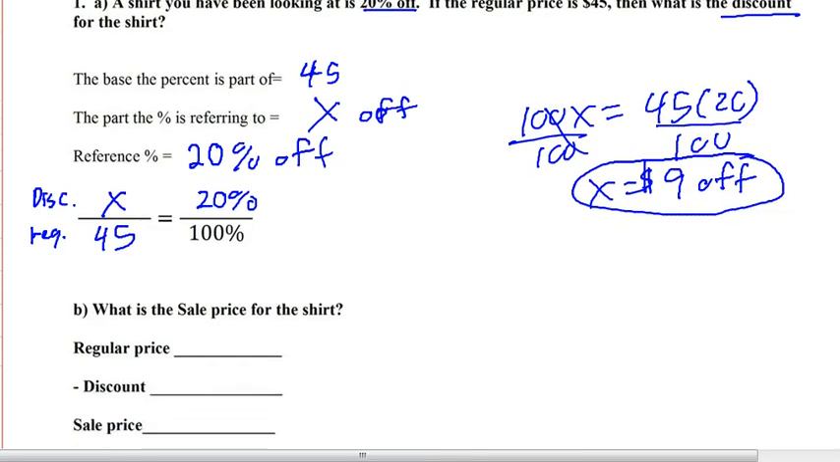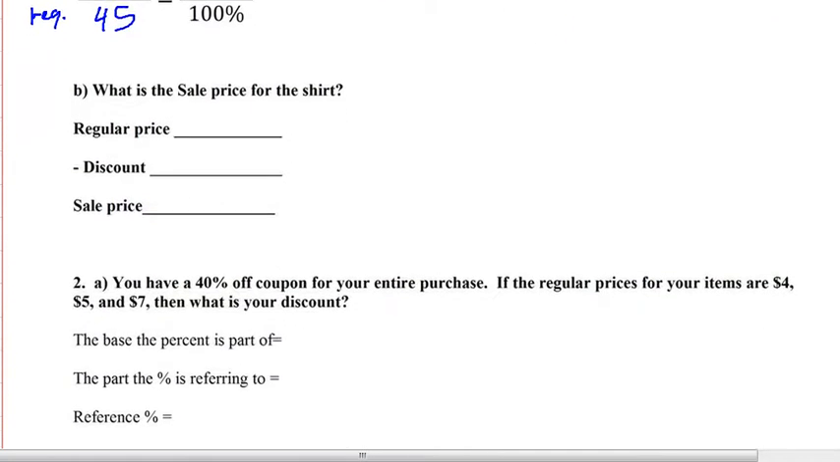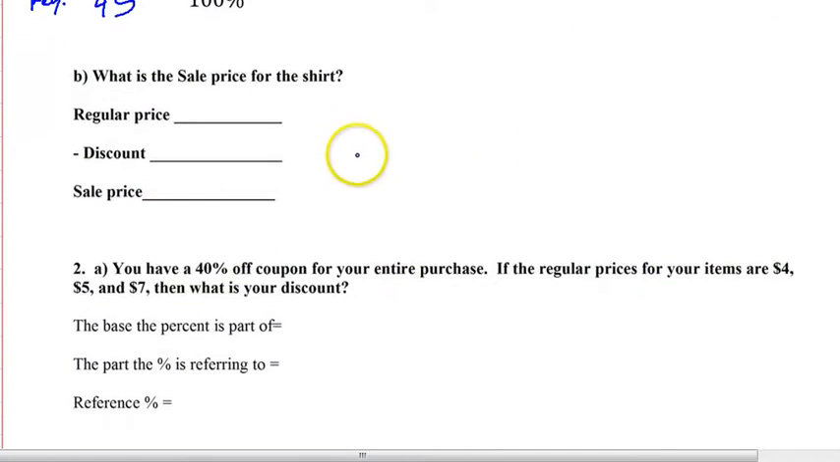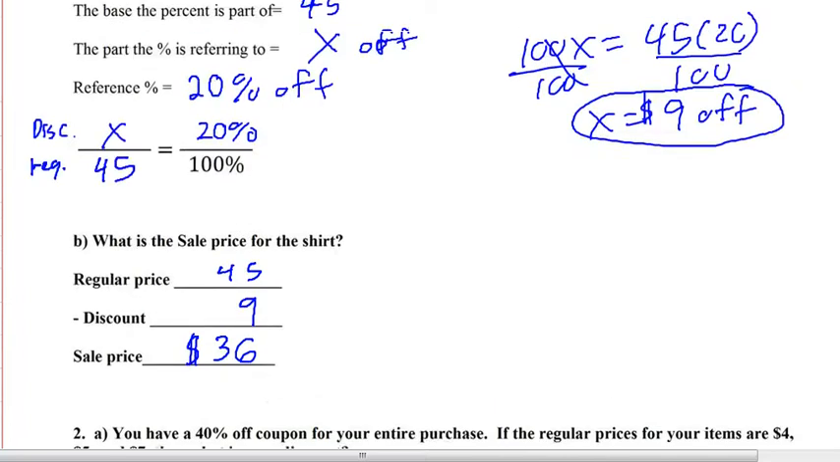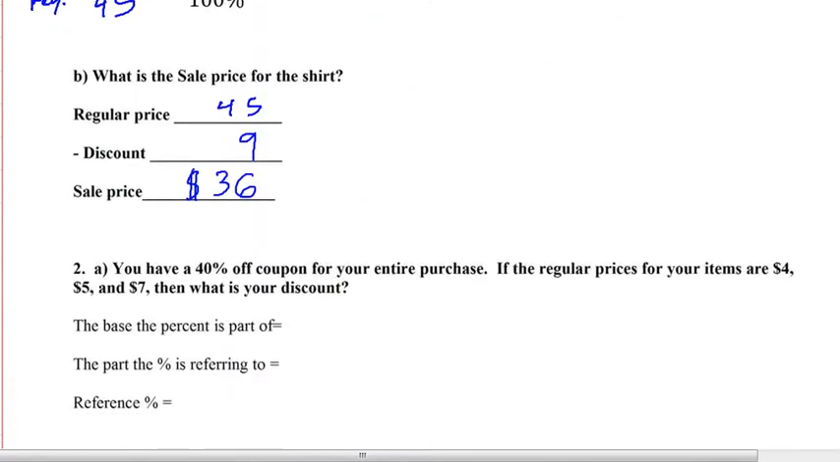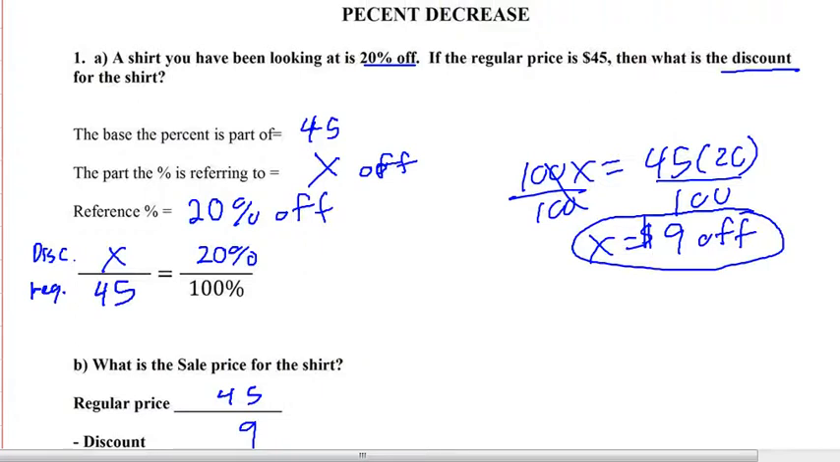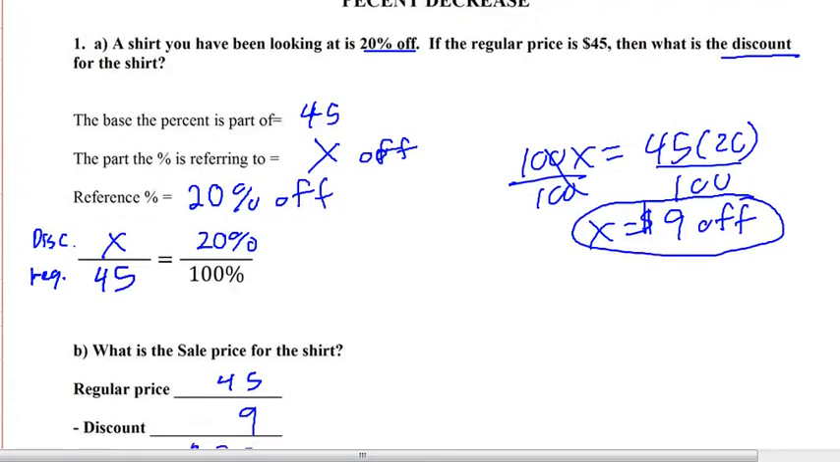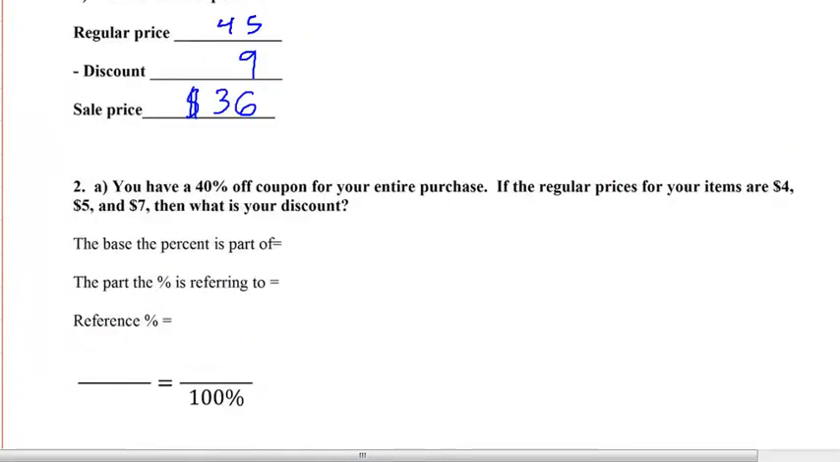Okay, part 2. This is where the percent decrease comes into play. With a discount, it's actually going to be decreasing the price. Our regular price was $45. We're going to have a discount of 9, which gives us a sale price of 36, and that's a decrease. So that percentage actually represents a decrease in our regular price. That's why we call them percent decreases. So that's all it is. It's a percent that's actually going to be used and removed from the base.